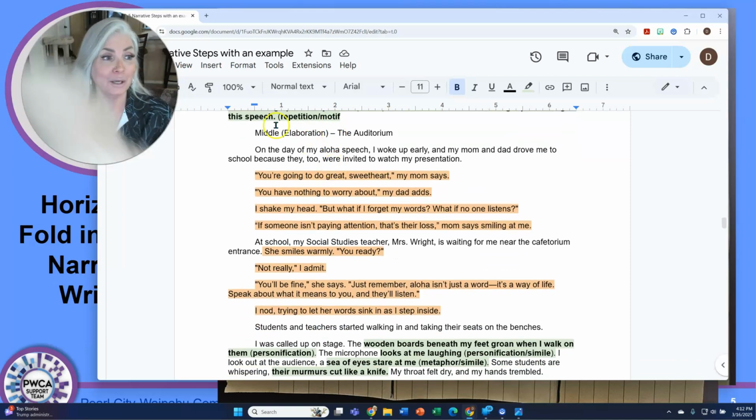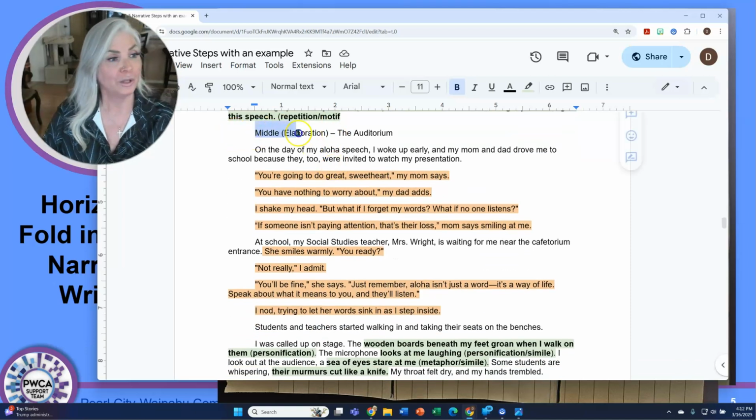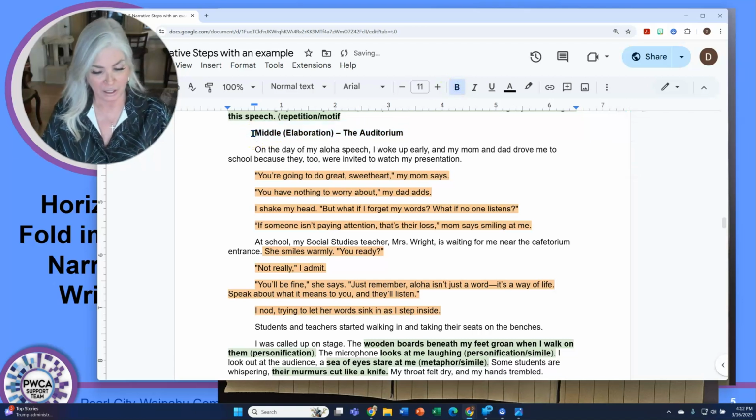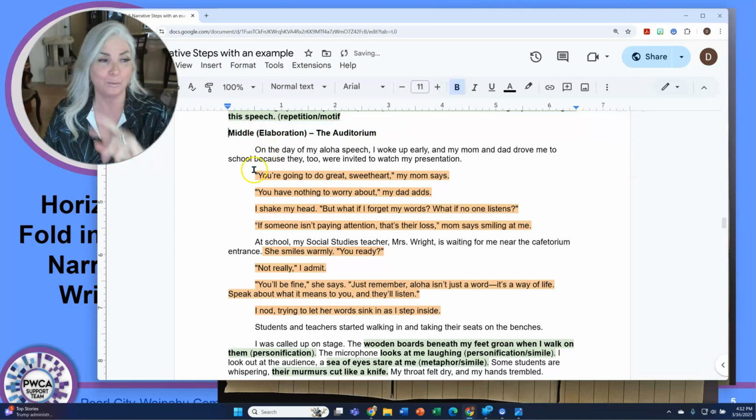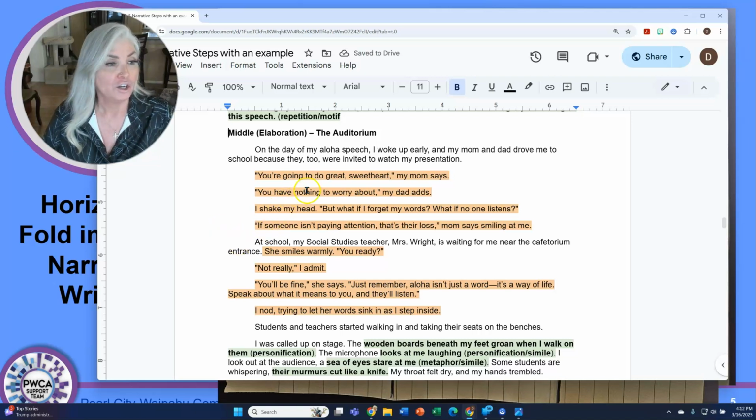And now in the middle part, we're going to do the same thing, but this time we're going to talk between two people. We're going to have dialogue. You're going to do great, sweetheart, my mom says, because remember they're driving in the car. You have nothing to worry about, my dad adds. I shake my head, but what if I forget my words? What if no one listens? If someone isn't paying attention, that's their loss, Mom says, smiling at me.